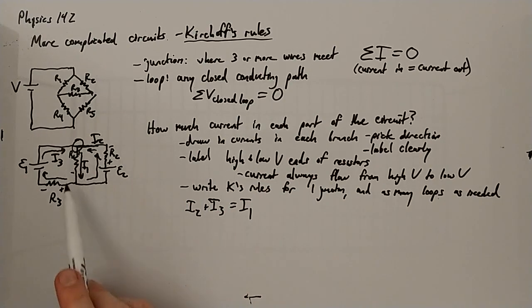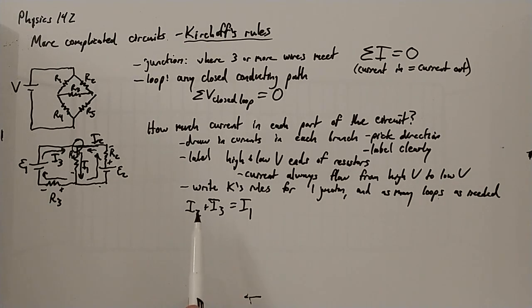And you might notice that if I chose the other junction instead, I would get I1 equals I3 plus I2, right? So that doesn't give me any new information. That's why I'm not going to write down another equation for this junction, because I just end up getting the exact same equation. All right? Okay. Well, this has three unknowns, I2, I3, and I1. I don't know any of them, right? So I'm going to need more equations to actually solve this problem.